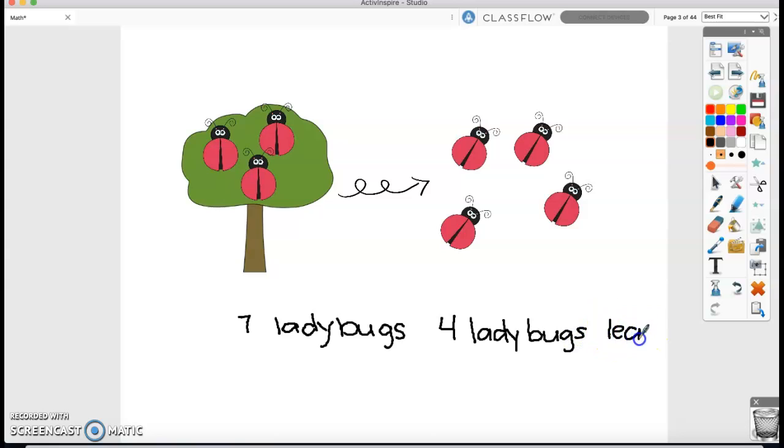So after our 4 ladybugs leave, remember, we started with 7. 4 of our ladybugs leave. How many do we have left on the tree after 4 ladybugs leave? I have 1, 2, 3. I have 3 ladybugs left.